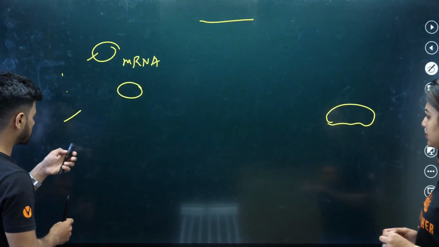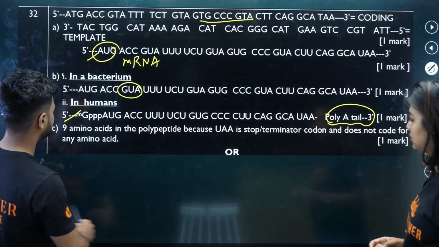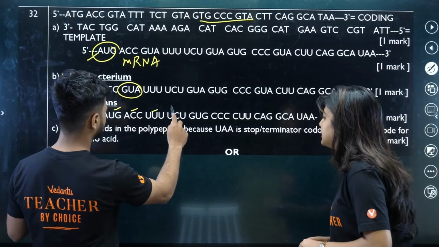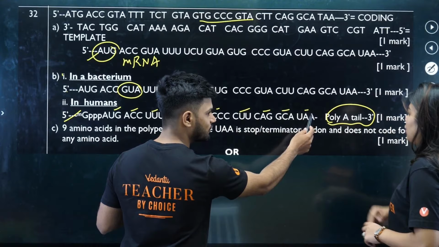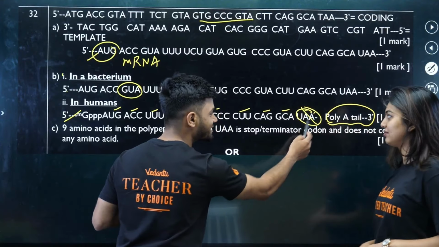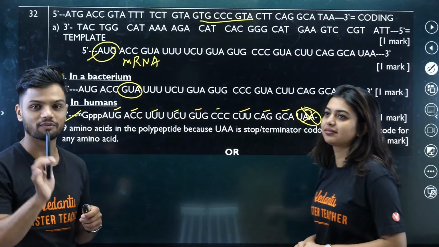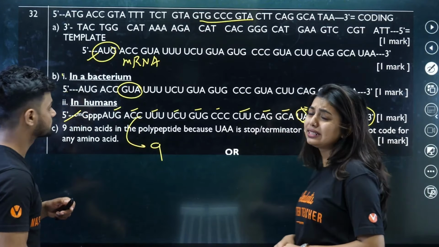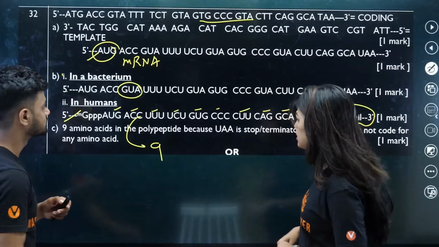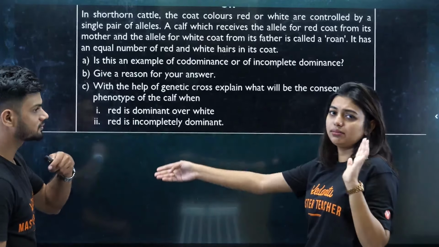So let's count the number of amino acids. We have 1, 2, 3, 4, 5, 6, 7, 8, 9, 10. No, UAA is a stop. Exactly. UAA is the stop codon, which will not produce any amino acid. We'll be getting a total of 9 amino acids here. Easy. Count the triplets. Please don't count the poly A tail.